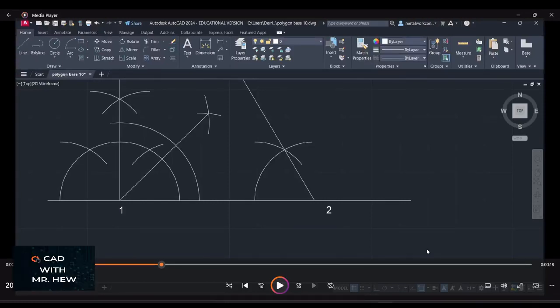In today's video, we'll be constructing a 90-degree angle, a 60-degree angle, then a 45-degree angle. Then we will be bisecting a line.